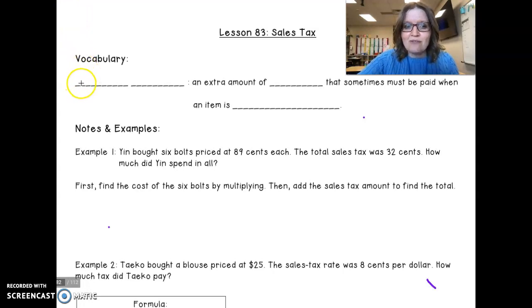So let's begin with our vocabulary. Sales tax is an extra amount of money that sometimes must be paid when an item is purchased.